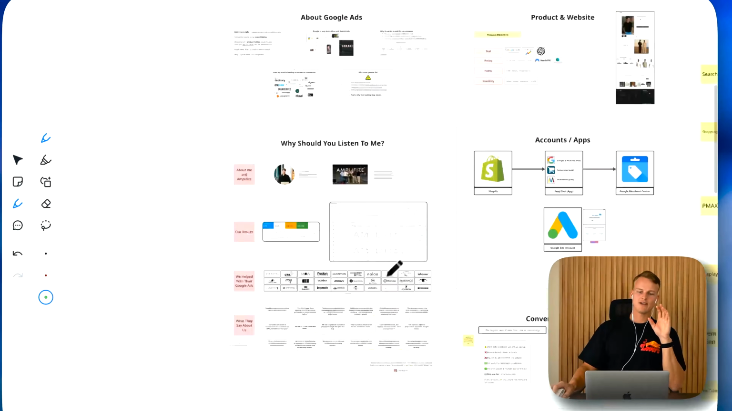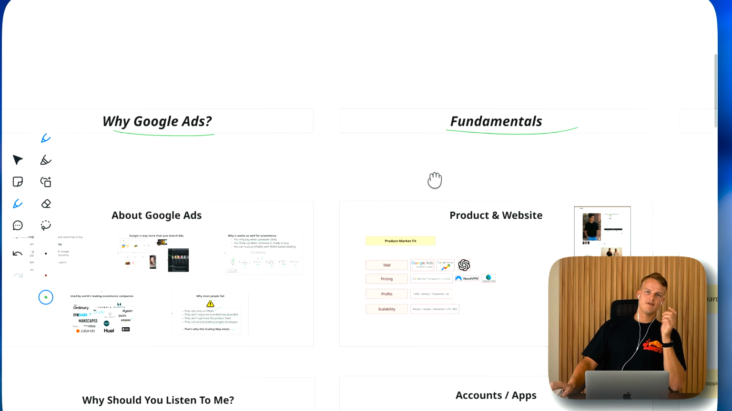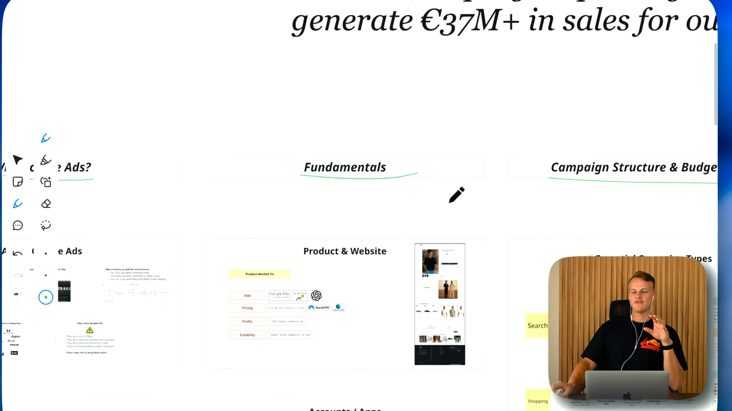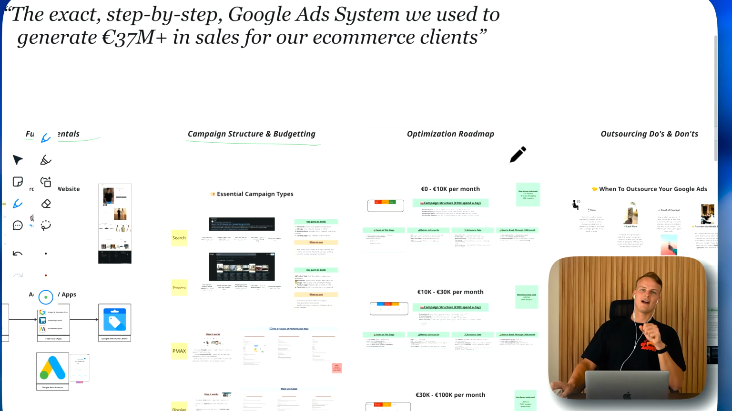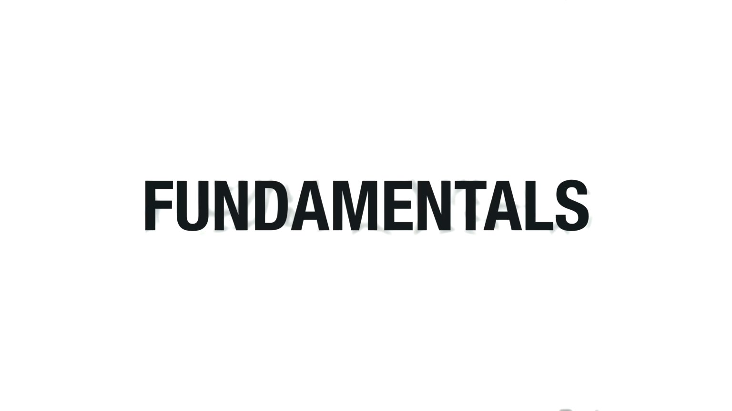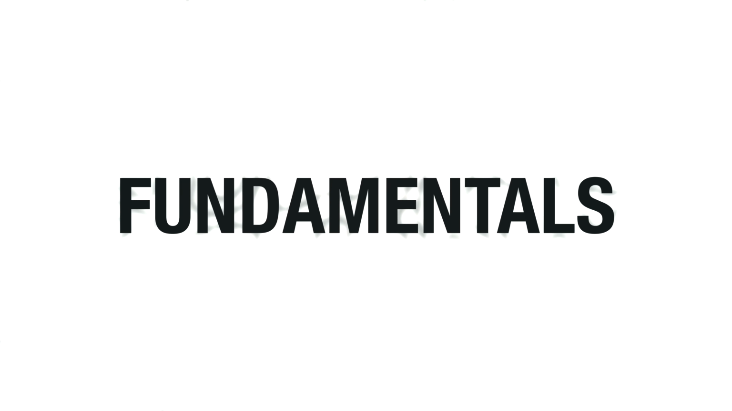Cool. So that being said, this is the introduction of the Google Ads scaling map. And again, get ready, get yourself a coffee, pause the video because we're gonna dive in deep. We're gonna cover the fundamentals, campaign structure and budgeting, optimization roadmap, and then I'll talk about outsourcing. All right, let's dive into the fundamentals of Google Ads for e-commerce, right?